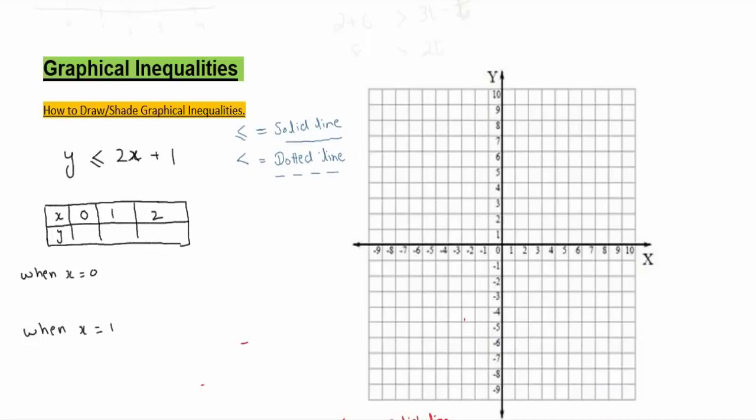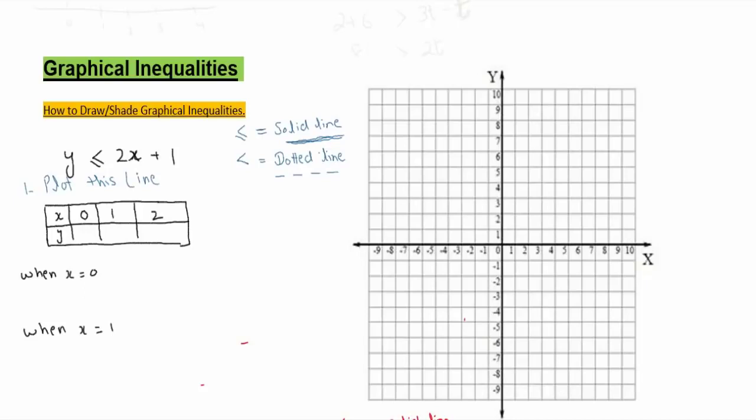In this video, we are going to learn how to draw or shade graphical inequalities. First, we have to remember whenever there is an equal sign with an inequality, we would draw a solid line. Whereas the equal sign is missing with an inequality, we would plot a dotted line. So for example, let's just say that y is less than or equal to 2x plus 1. The first step should be that we need to plot this line on the graph. So how can we achieve that?